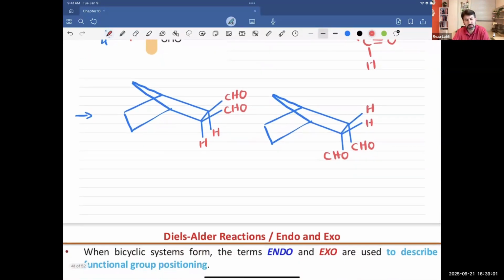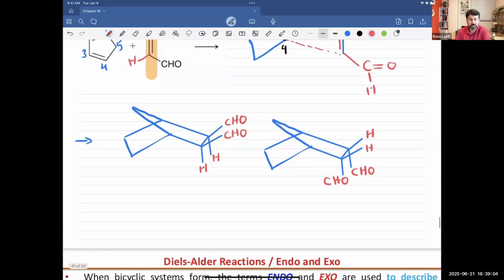Okay, so now we got 2 isomers, and what's the difference between them? The difference is the position of those functional groups. Of course, we have a double bond here. I forgot to draw that one. Now let's compare the position of those 2 functional groups relative to the double bond. In one case, they are far from it, so I'm going to call them exo.